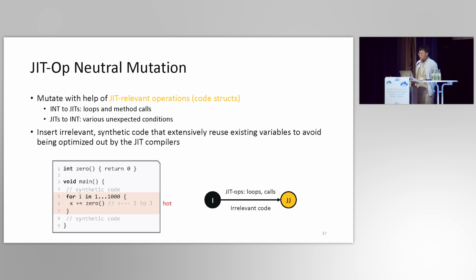To do this, we mutate with the help of JIT-relevant operations. Such operations are extensively relied on by JIT compilers. They are code structures that JIT compilers extensively rely on, like loops, method calls, and various uncommon conditions. And we call this JIT-op neutral mutation. For example, if we'd like to let line 6 go from I to G, we can wrap it by a loop, such that it can change the state at runtime. But to avoid being optimized out, we also insert some irrelevant code that's using existing variables such that it cannot be optimized out.